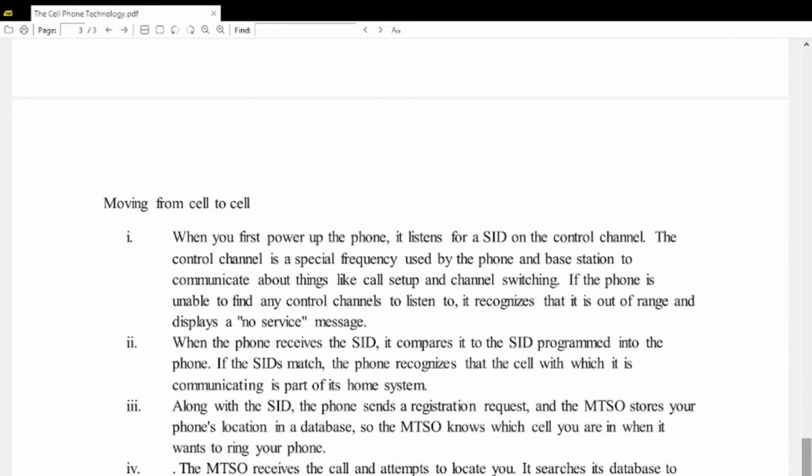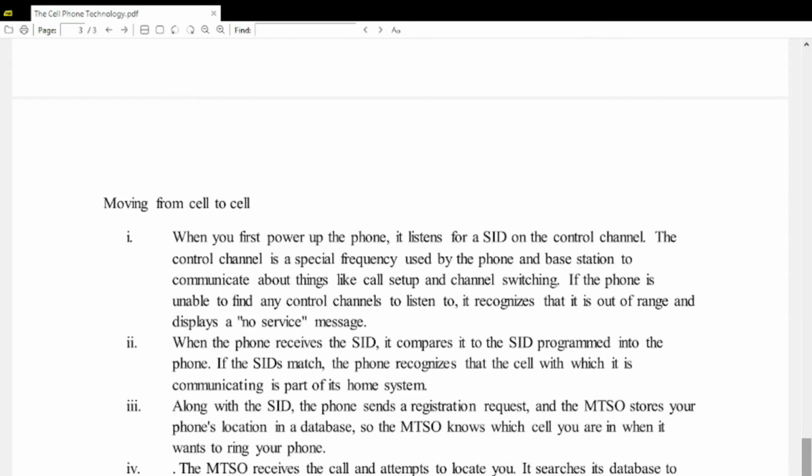If it doesn't get the SID from the control channel, then it will display a message on the screen telling you no service. This message is what most of us are familiar with. We know it, we've experienced it. Whenever you see that message, know that your phone was trying to communicate with the base station and it could not find any signal emanating from the base station, and therefore it was out of range, and whenever it is out of range, it will display the message no service.